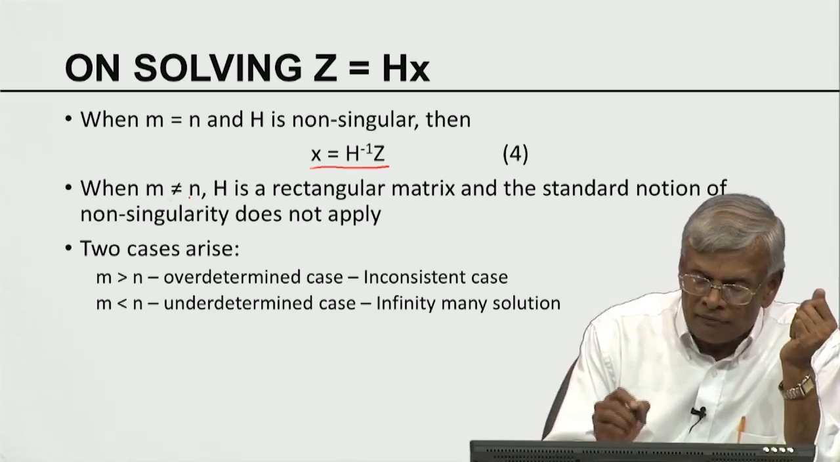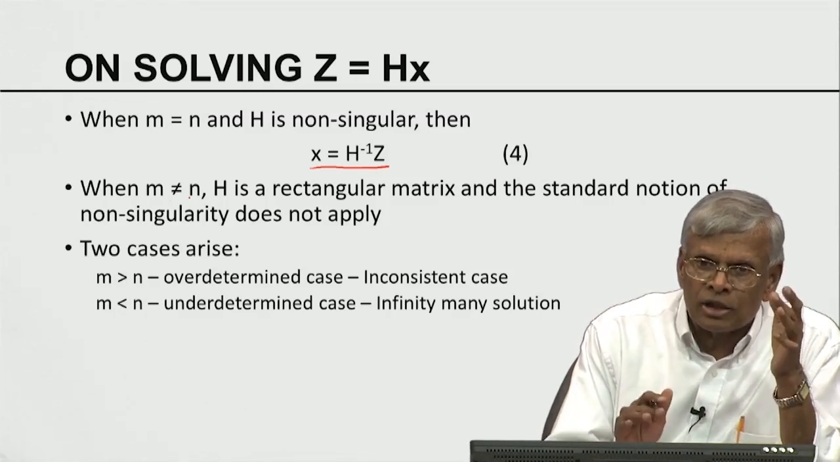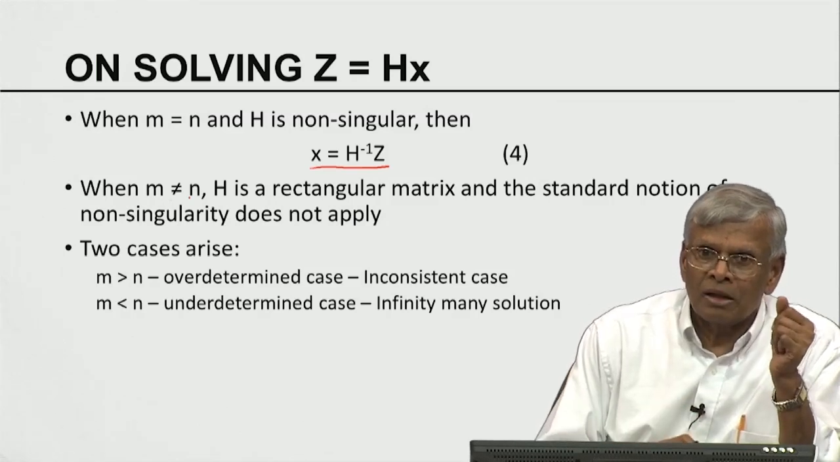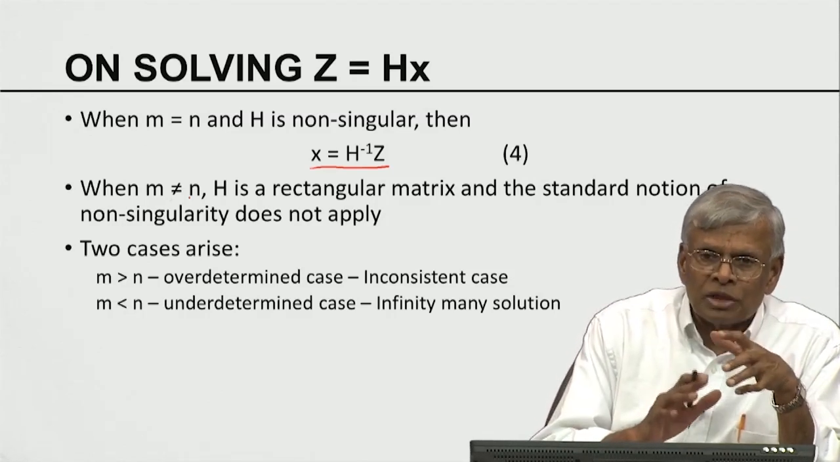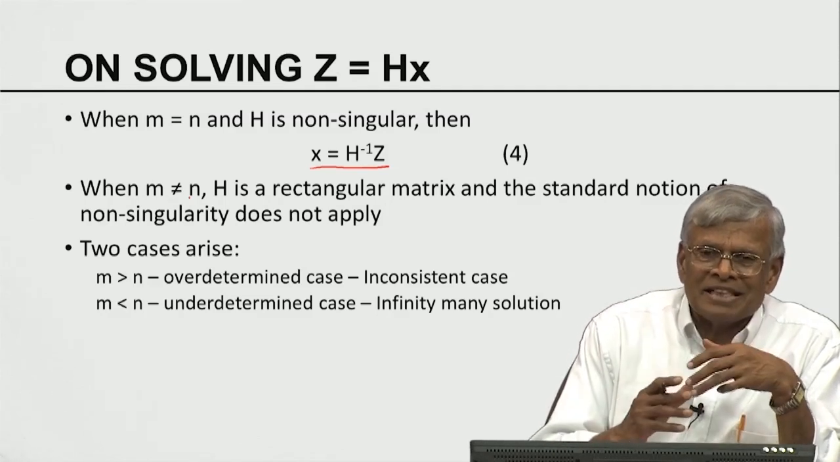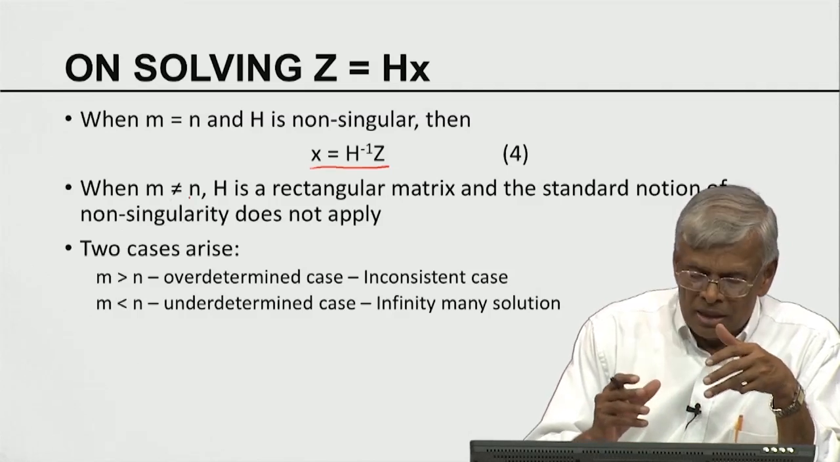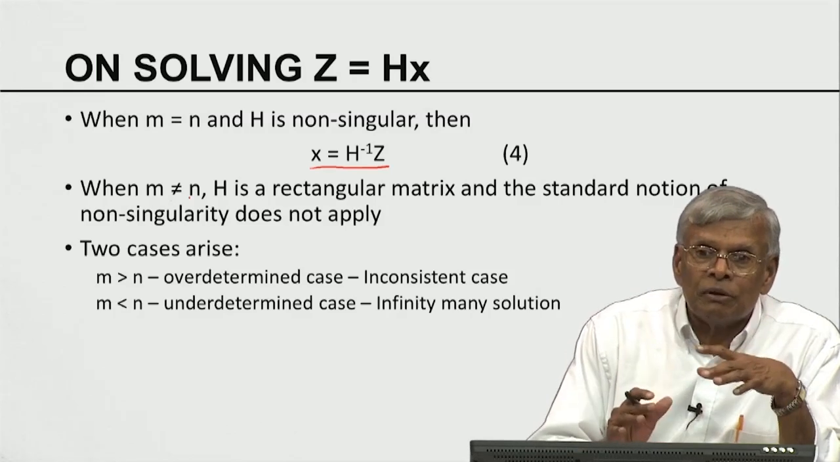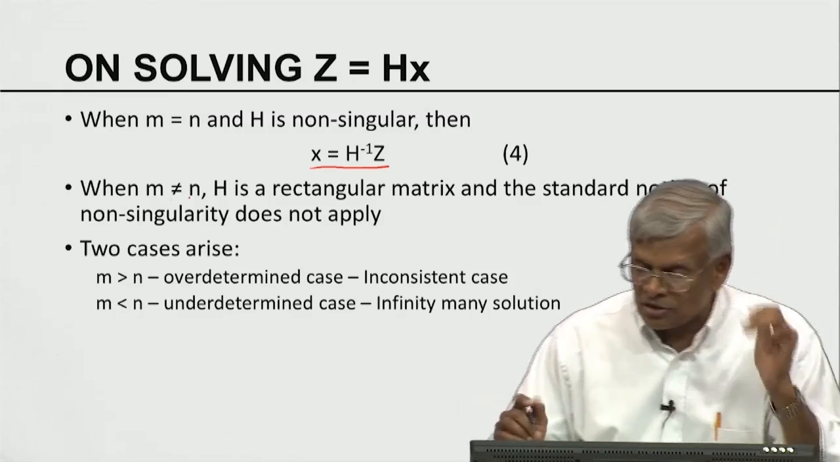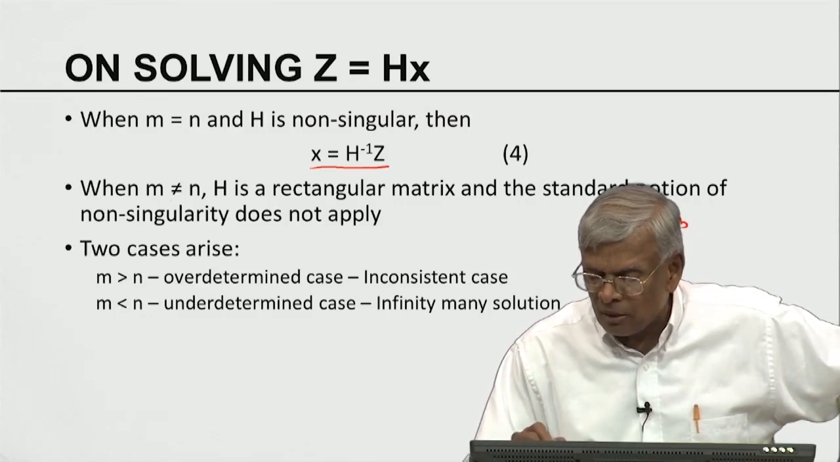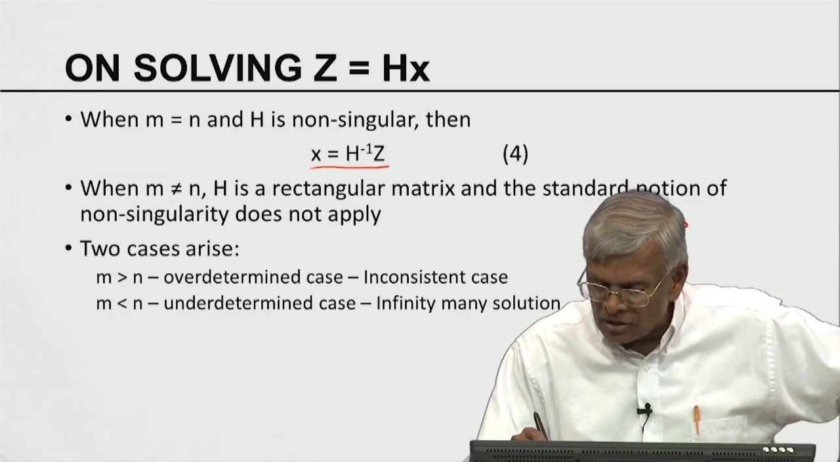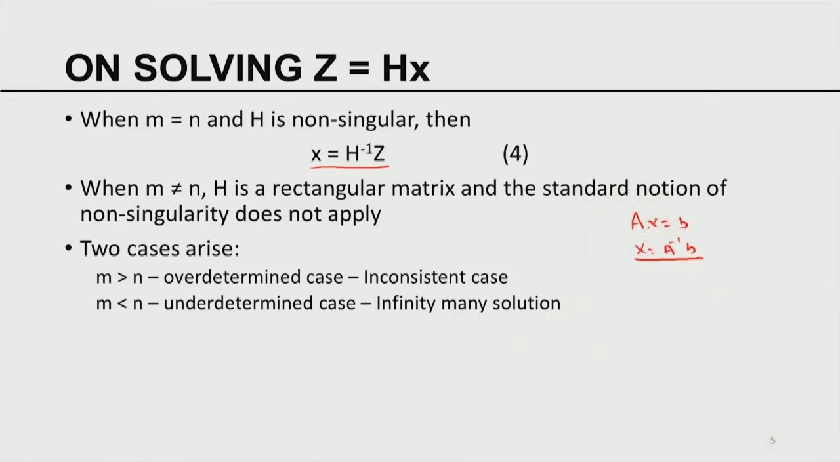The standard notion of singularity and non-singularity is an attribute of a square matrix. There is no concept of singular or non-singular rectangular matrices. So when there is no such notion, I cannot even define when the solution exists. So we need to consider a case which is harder than solving the linear system Ax is equal to b. Solving the linear system Ax is equal to b when A is an n by n matrix, b is an n-vector, and A is non-singular, I simply write x is equal to A inverse b. That I cannot do here because A in this case is H. H is not a square matrix. I don't have even the concept of non-singularity of a rectangular matrix.